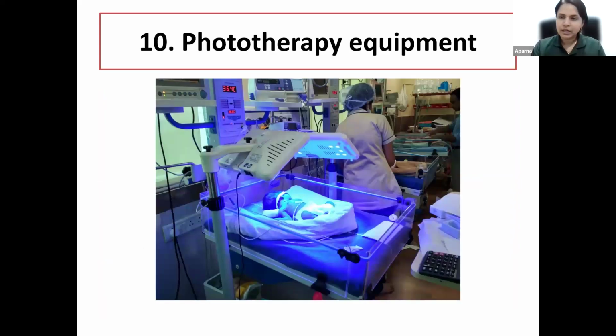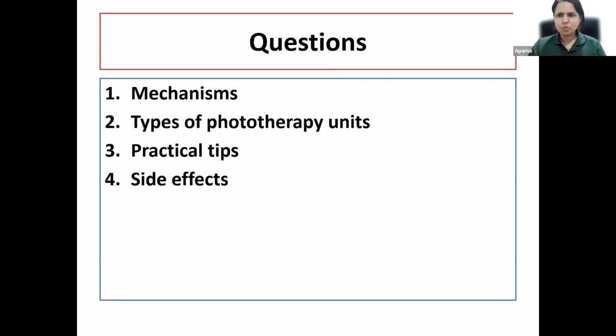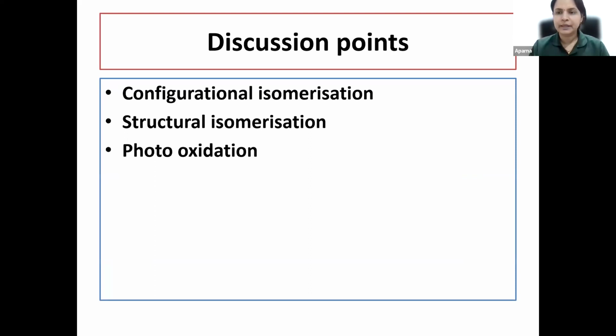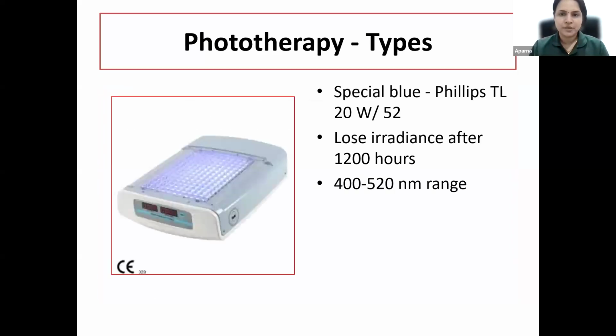The next question: an equipment that we commonly use is the phototherapy equipment. So what are the mechanisms of phototherapy? What are the types of phototherapy units? And let's discuss some practical tips. So the three common mechanisms of action of phototherapy are configurational isomerization and structural isomerization, as well as photooxidation.